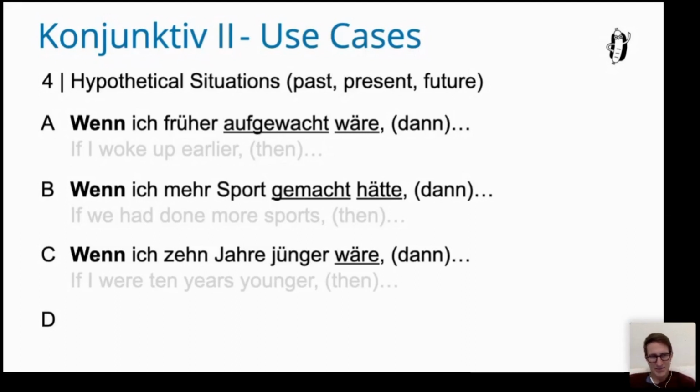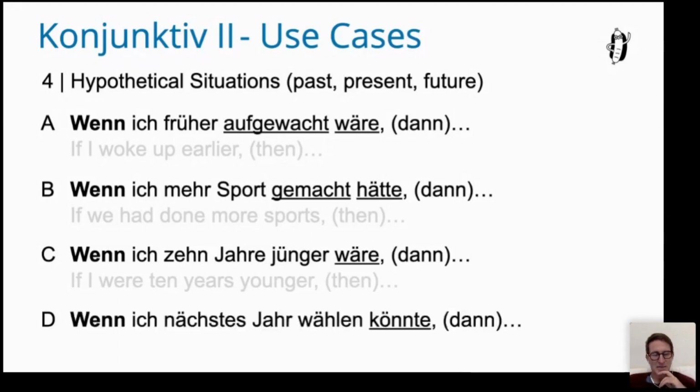If I were 10 years younger. Wenn ich nächstes Jahr wählen könnte, wählen is an interesting word. It has 2 meanings. Yeah, in this question we can take a look at later. Wenn ich nächstes Jahr wählen könnte, so if I could, könnte is easily translatable as could, vote next year. Wählen could mean to choose, but voting is kind of choosing, so that's the same. Remind me of that question, why not als? Yeah, I can explain that later, but it doesn't fit here.